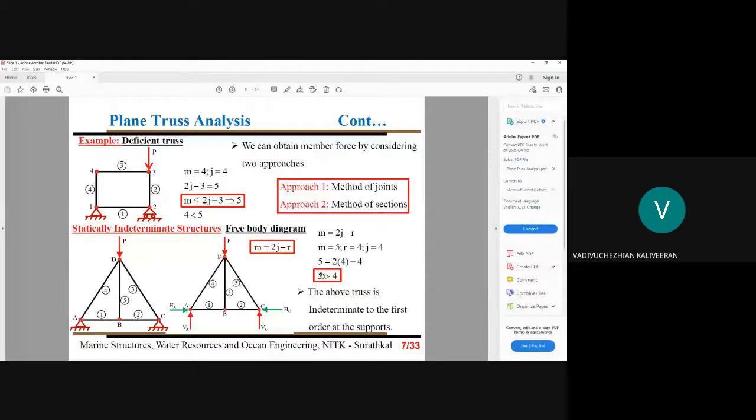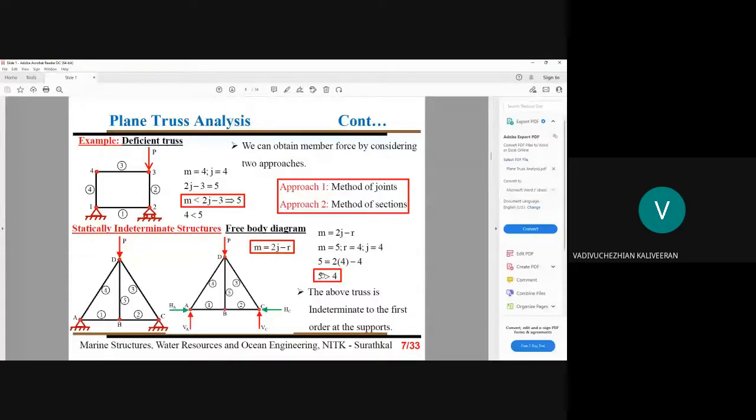Next, we have to note this deficient truss. When you're thinking about this part, for your understanding only, I'm trying to show. M equal to 4, now J equal to 4, 2J minus 3. Please remember, M is less than 2J minus 3. 2J minus 3 is 5, but available members are 4. When you think about this part, it is a deficient truss.